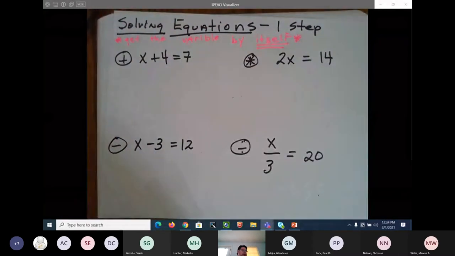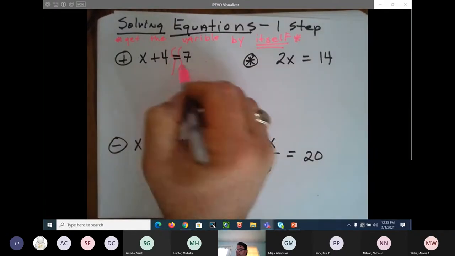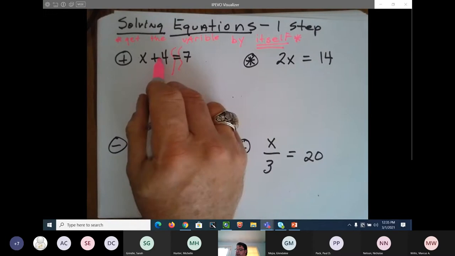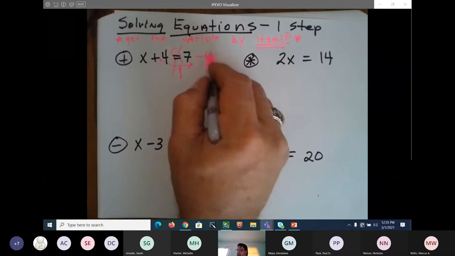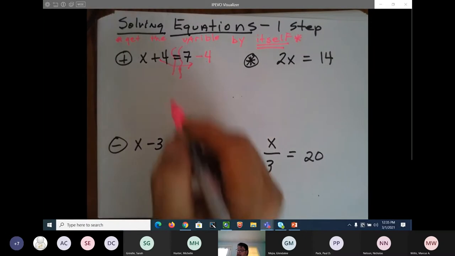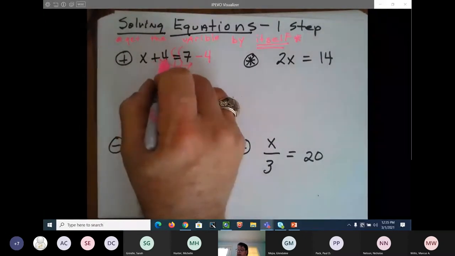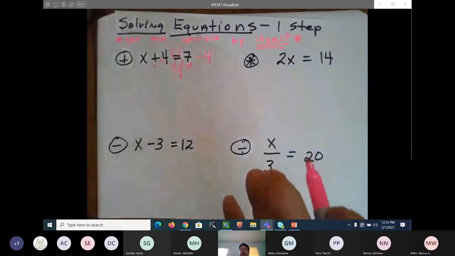So I need to get rid of this positive 4. Now, there's two ways to do it. You can say, I'm going to subtract 4 on both sides, or you can say, this is a river, and I'm going to take this across the river. Okay? I don't care how you learned it. I don't care how you do it. You'll get the same answer. You can say, okay, I'm adding 4, so I need to subtract 4. Whatever I do on one side, I do on the other. That's one way of learning it.